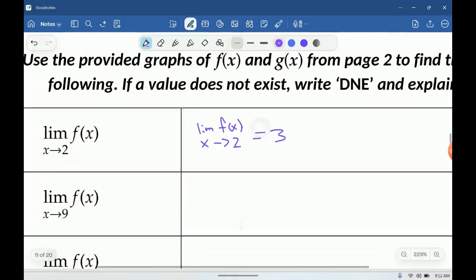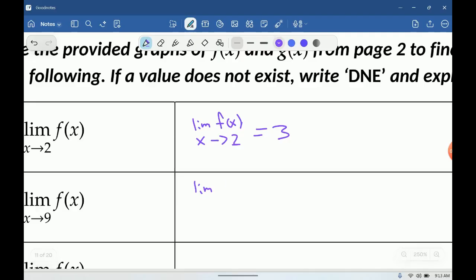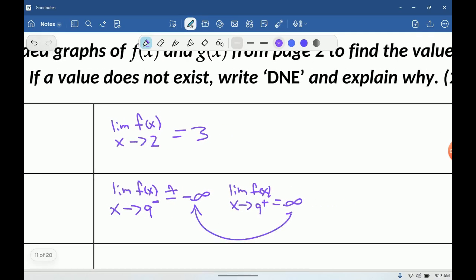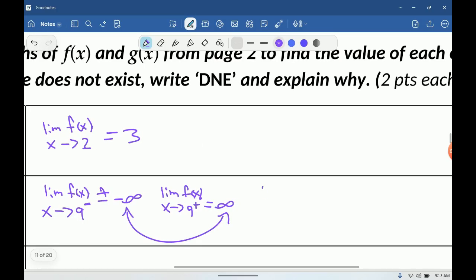So we would write this down as the limit of f of x as x approaches 9 from the left is negative infinity, and our limit for f of x as x approaches 9 from the right is positive infinity. Now these two are completely different answers. Therefore, we would write this down as an overall, the limit of f of x as it approaches 9 does not exist because they're different answers.